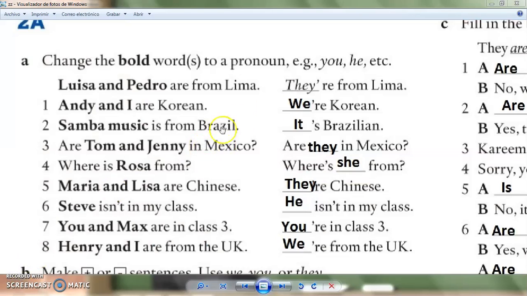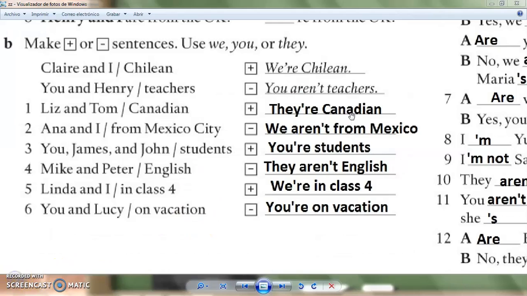Here we have them. We, it, they, she, they, he, you, we. You need to identify. You're talking about two people. You're talking about they, them, they. Rosa is a she. Tom and Jenny are a they. Andy and I, myself, we, and so on. Positive, negative sentences. Positive, there. Negative, we aren't. Positive, you're. Negative, they aren't. Positive, we're.